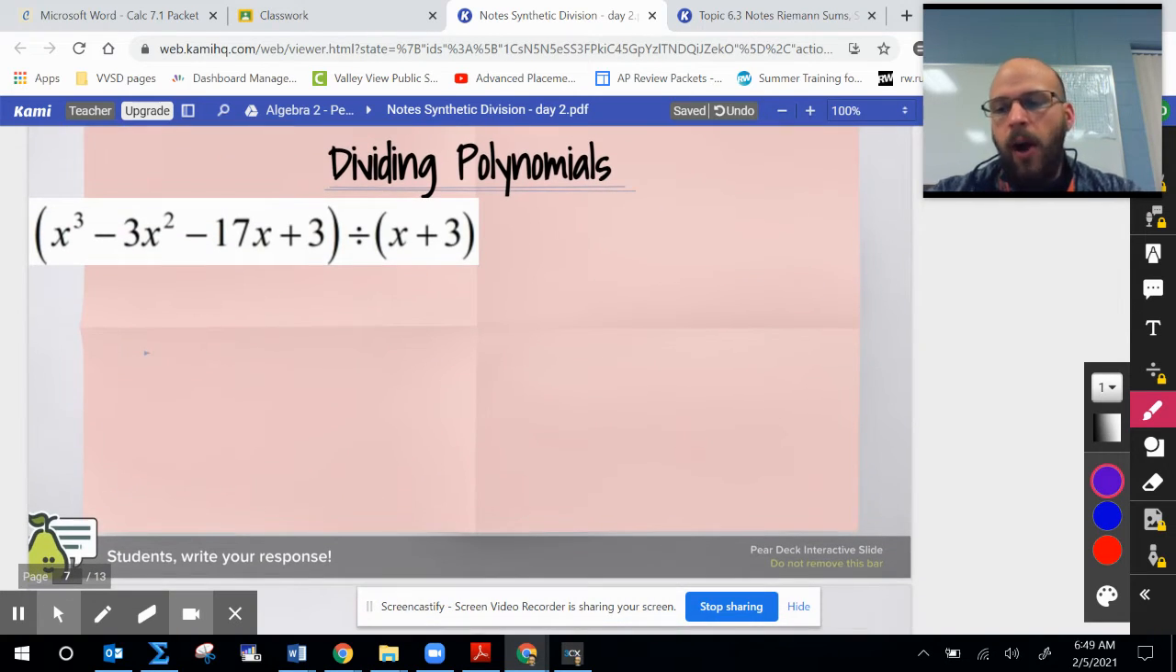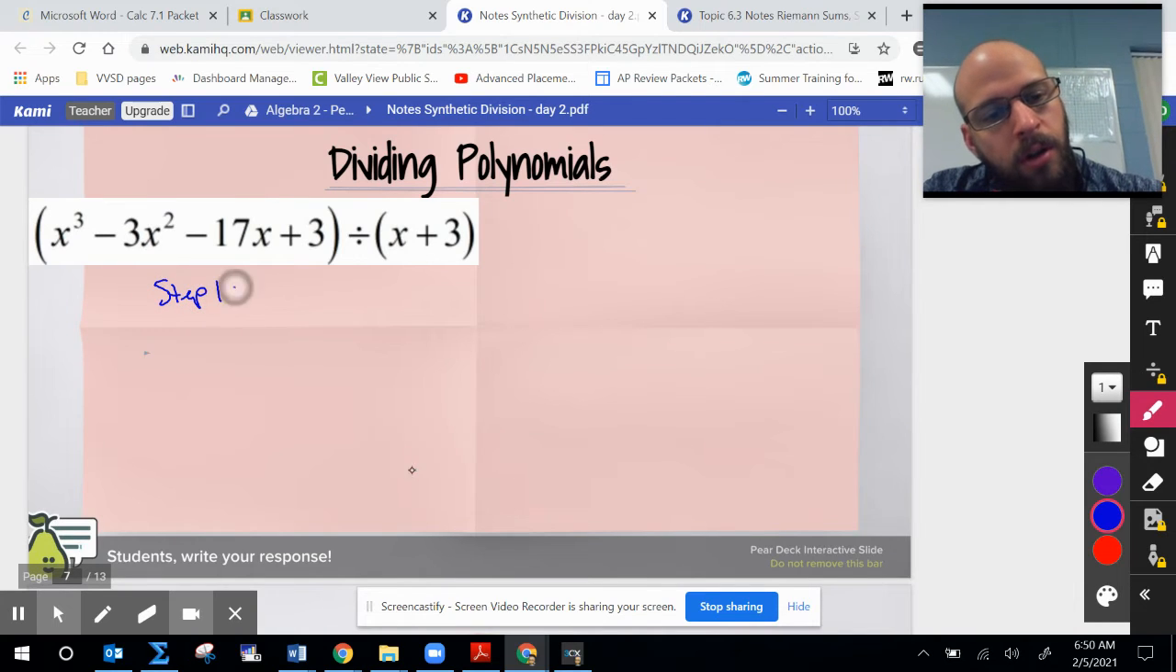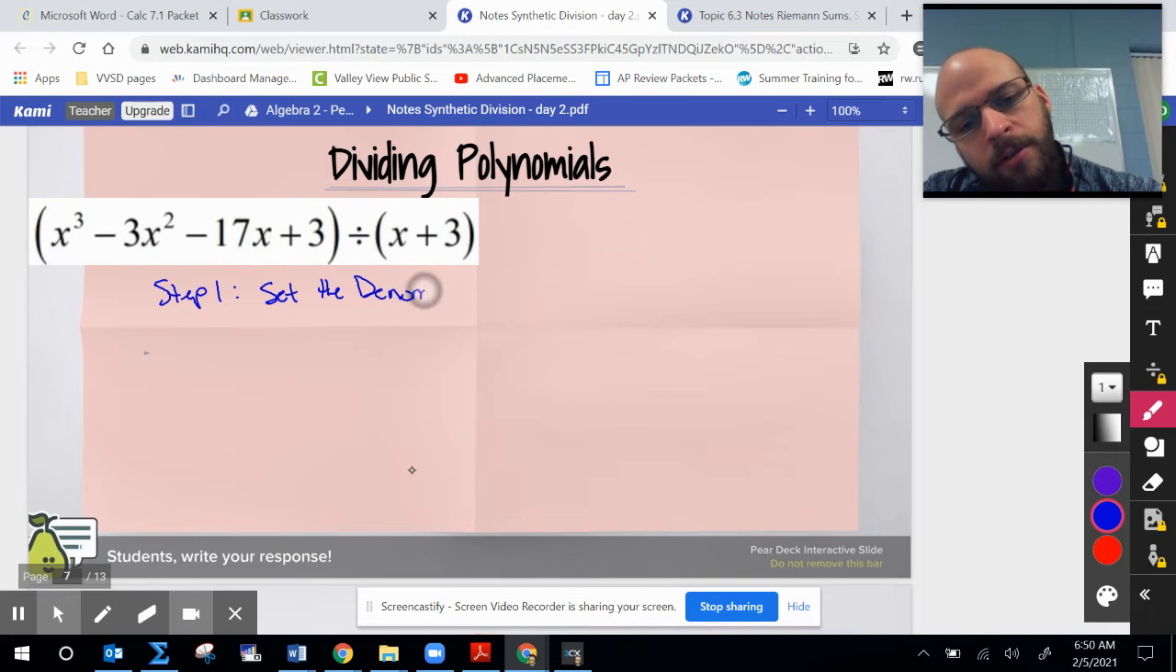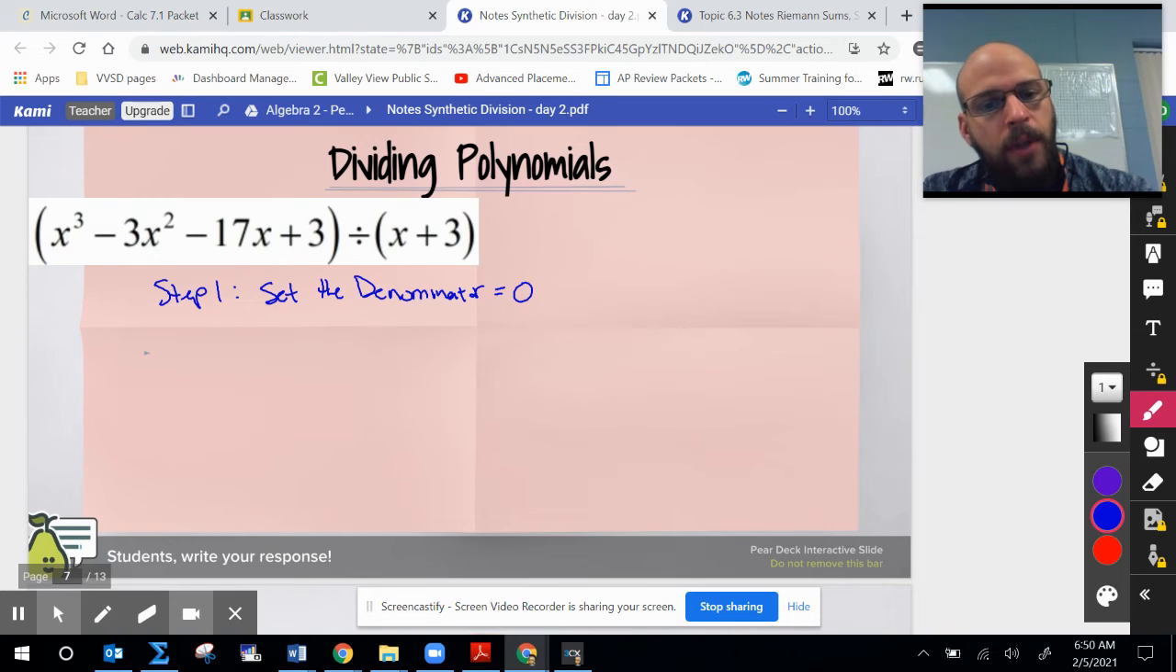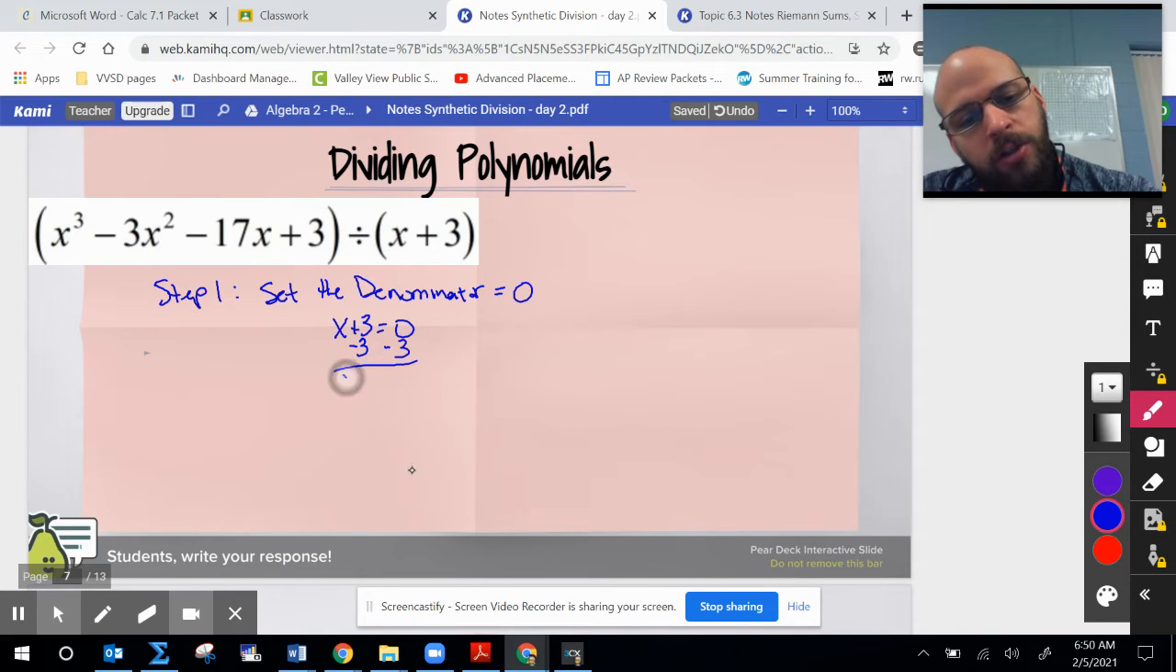So take a look at this one. Now, I'm going to utilize synthetic division here. I want to show you how it works. I also want to identify at the end, is this or is this not a factor? So I'm going to start step 1. Set the denominator equal to 0. So I'm going to take that x plus 3, set it equal to 0, and I want to solve it. So I get x equals negative 3.